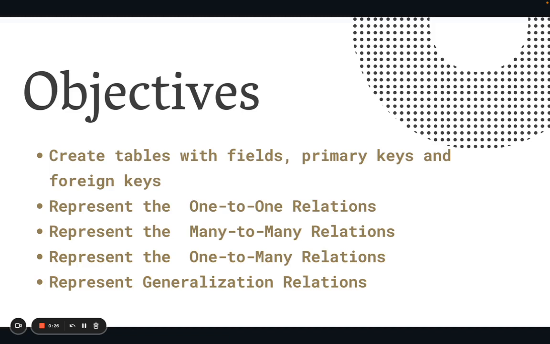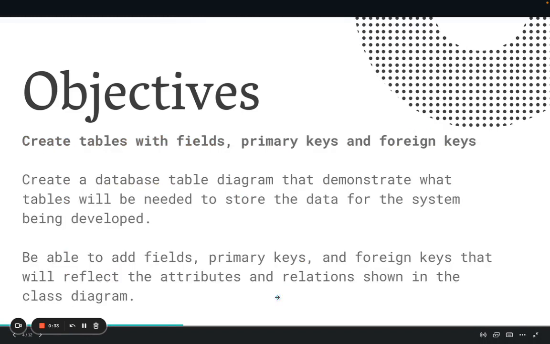We will represent one-to-one, many-to-many, one-to-many, and generalization relations. We will create tables and fields with primary keys and foreign keys. So we'll create a database table diagram that demonstrates what tables will be needed to store the data for the system being developed. Databases are all about storing the data, and so we will create tables in order to represent what it is that we will be storing.